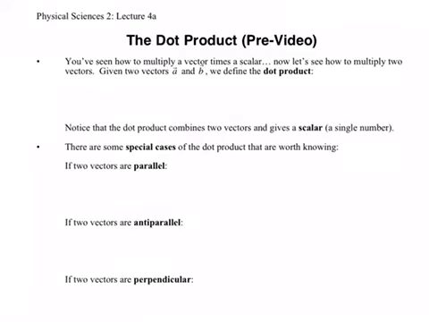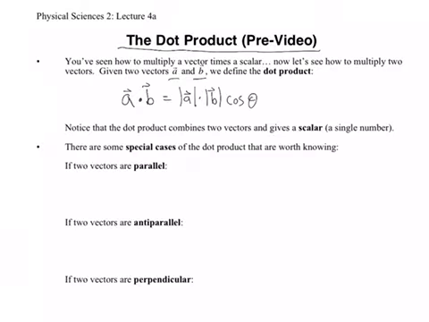So this quick pre-video is about the definition of the dot product. The dot product is a way to take two vectors, vector A and vector B, and multiply them together. The definition of the dot product is A dot B is equal to the magnitude of A times the magnitude of B times the cosine of the angle theta between them.